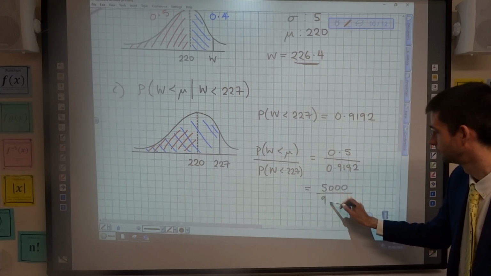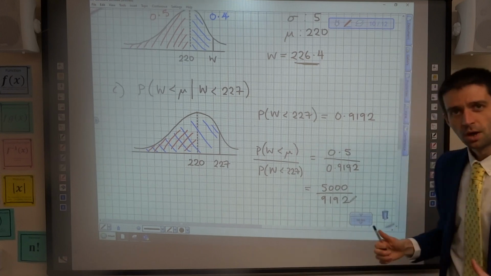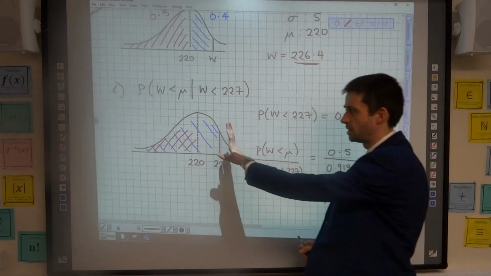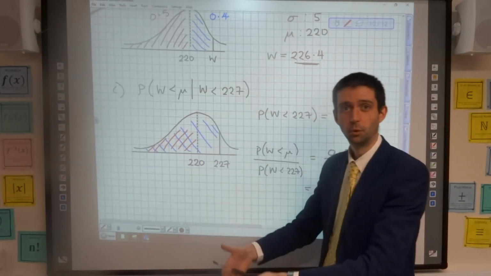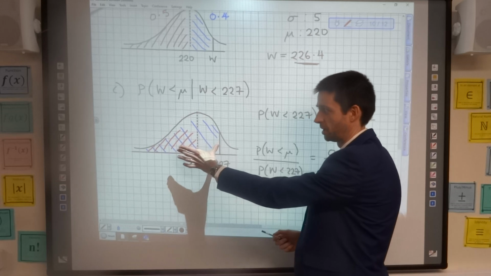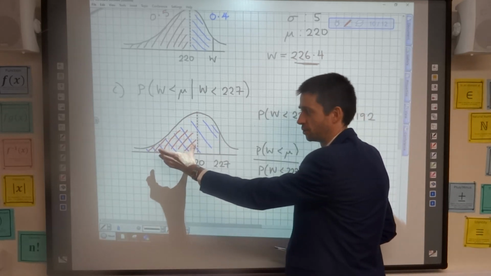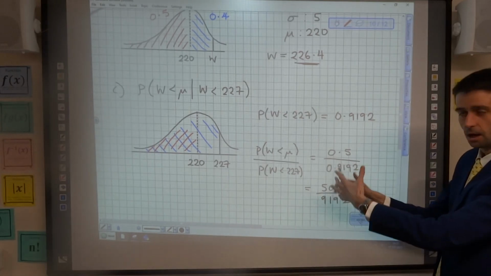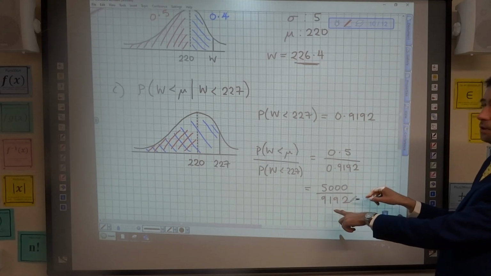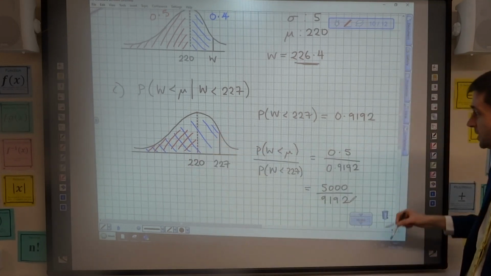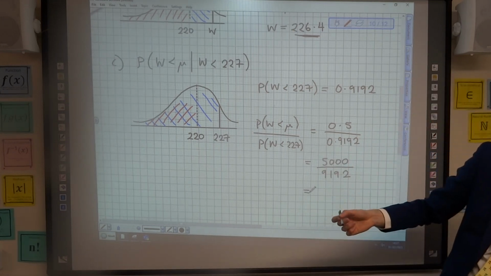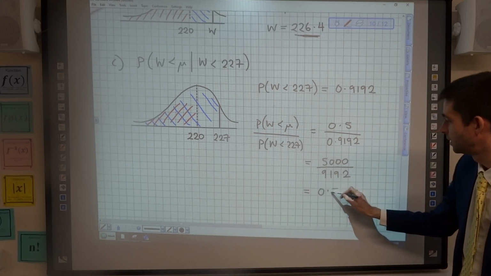Now what I'm actually just going to do with this is multiply it through by 10,000, numerator and denominator. Because what I like to say to my students is, imagine that instead of 0.9192, this is 9,192 people, or in this case, tins of peaches. What's the probability that out of those 9,192, they're less than the mean? Well, 5,000 of them, half of everything, is below that mean, out of the 9,192 that we already know are below 227. So that gives us our overall probability for this question, which is 0.5439.